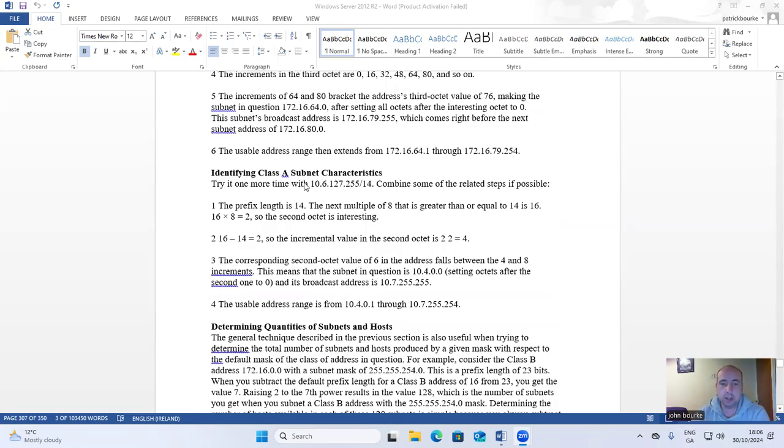Identifying Class A subnet characteristics. Try it one more time with 10.16.127.255/14. Combine some of the related steps if possible. 1. The prefix length is 14. The next multiple of 8 that is greater than or equal to 14 is 16.